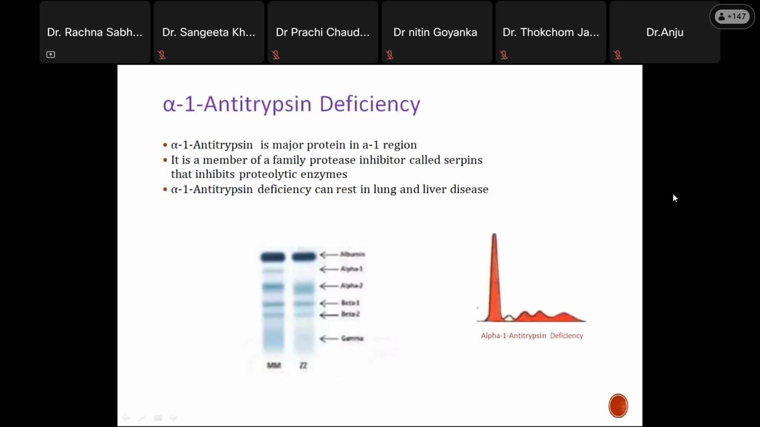We have already seen how a normal graph looks, and here you can compare the alpha 1 band. This is missing in case of alpha 1 antitrypsin deficiency. So whenever you see such a curve where alpha 1 is missing, you can report this and advise the clinician to correlate it clinically.